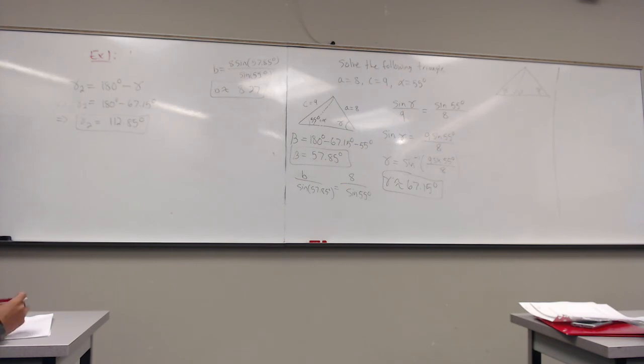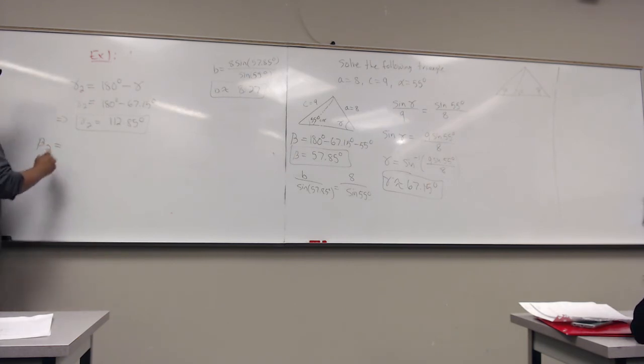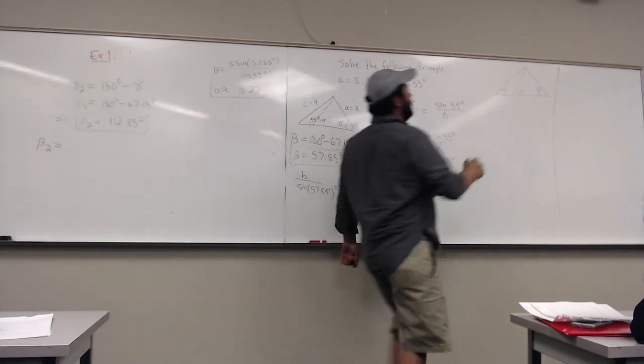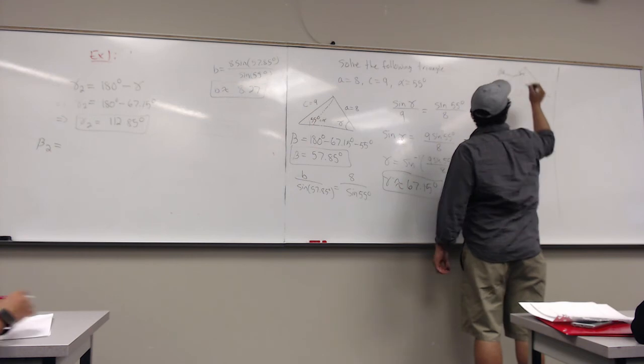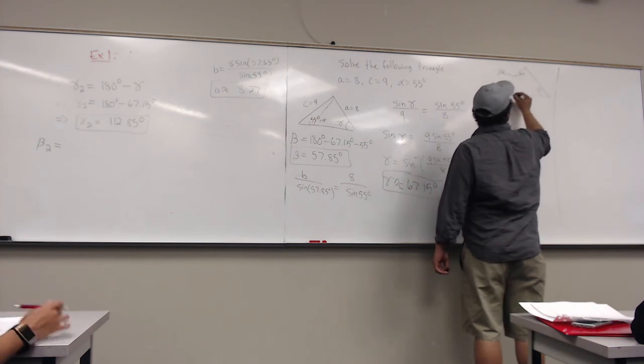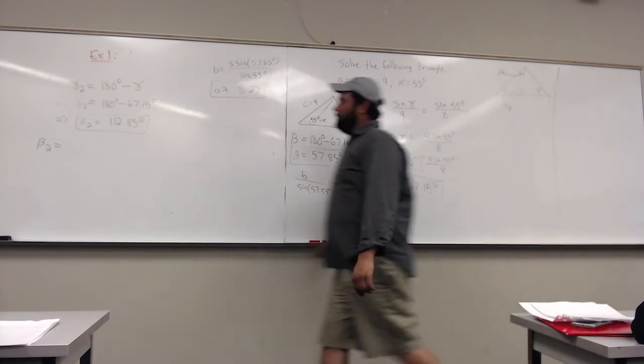Okay, and then where do I want to go from here? Can you now find your third angle first? So beta 2, which would be this angle up here now, this small one, that'd be the beta 2. Right here, that angle is the gamma 2. And what did you say it was?